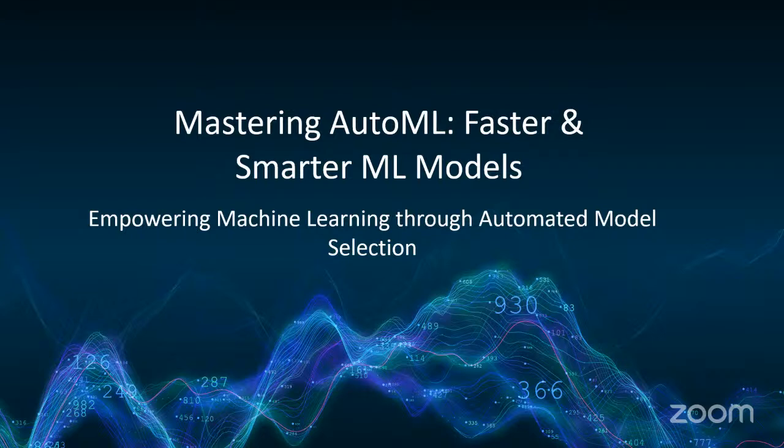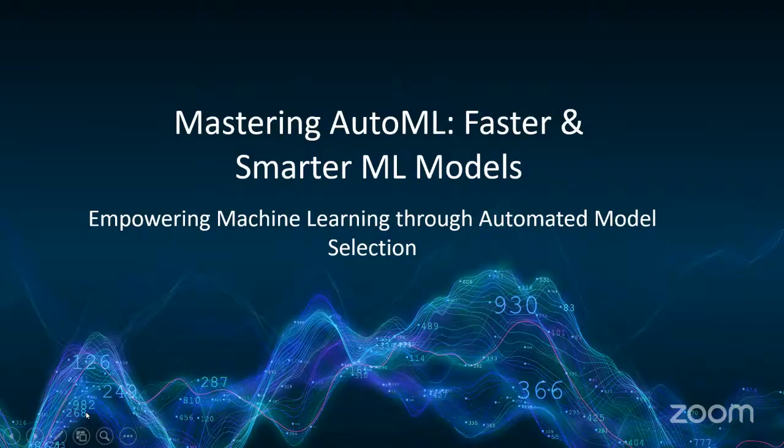In today's fast-paced world of AI and data science, businesses and researchers are constantly looking for ways to speed up the model development process while ensuring accuracy as well as efficiency at the same time. So that's where AutoML comes in. It offers automation in feature selection, hyperparameter tuning, model selection, and deployment, making machine learning more accessible and scalable.